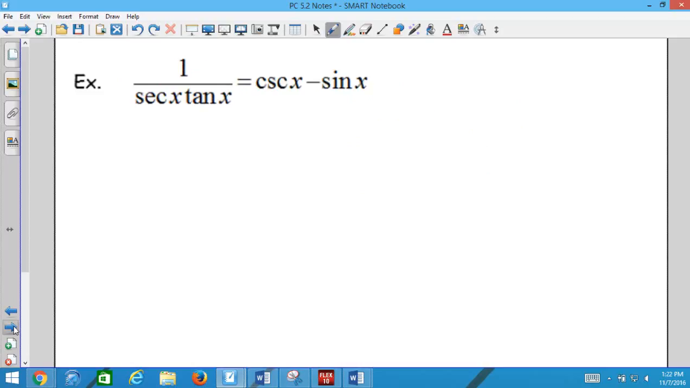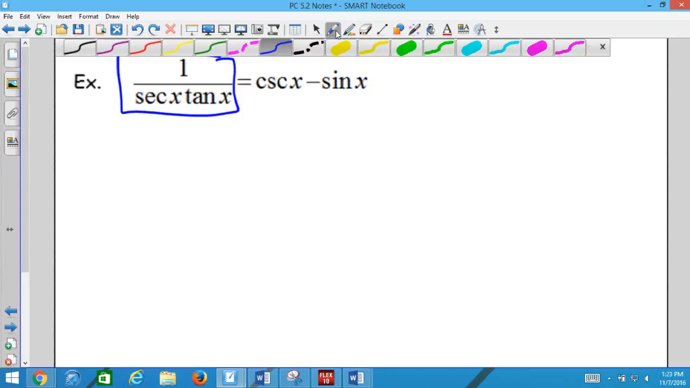Okay, this one. Generally it's more complicated if there's a plus or minus sign. So when I look at these two, I'm going to work with the right side and leave the left side as is. And then on the right side, cosecant x is the same as 1 over sine x.